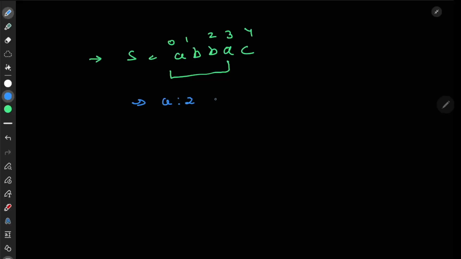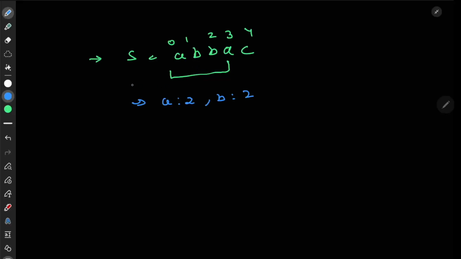For the first example, we are given A, B, B, A, C. For this string, if we take this particular substring, and let me write down the indexes, from index 0 to 3, we can see that the number of distinct characters is 2, and each of the distinct characters has the same frequency. A has a frequency of 2 and B has 2 as well. And you can try this for other cases as well.